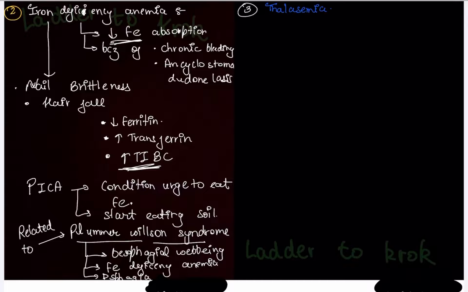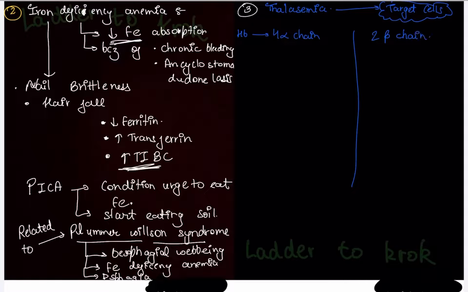Thalassemia. Okay, in thalassemia, the first thing is that there is an increase in target cells. It's very important. Now, as you know, our hemoglobin has 4 alpha chains. And how many beta chains? 2 beta chains. Sorry, 2 beta chains.